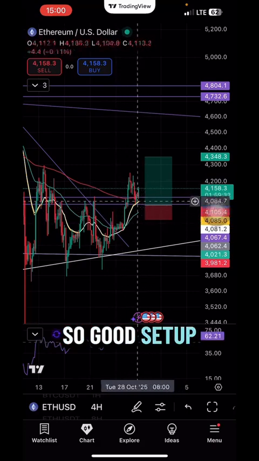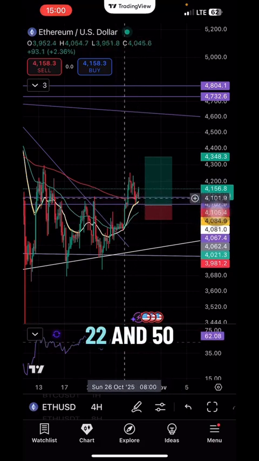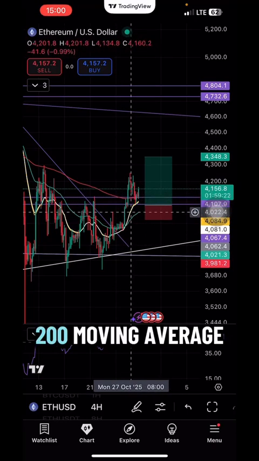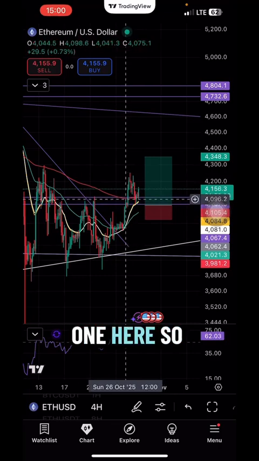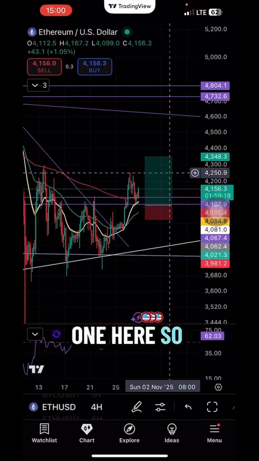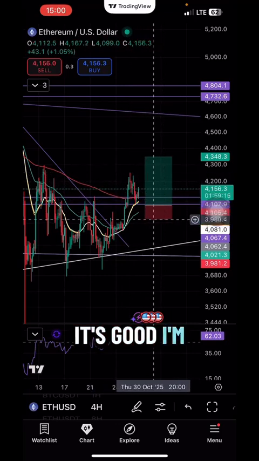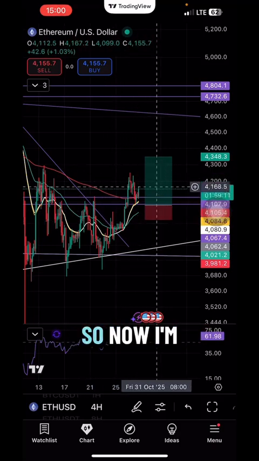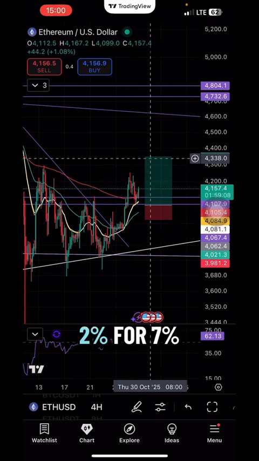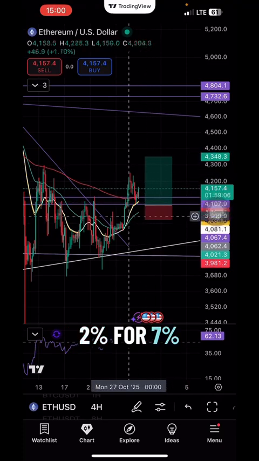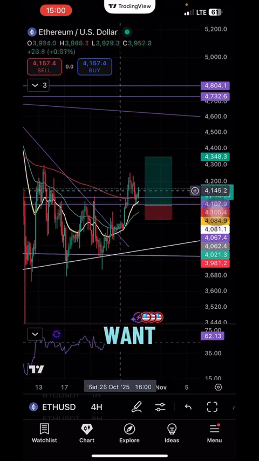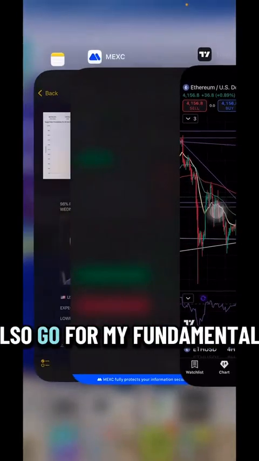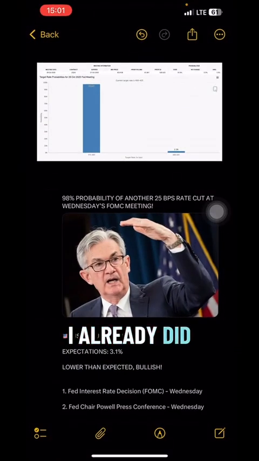So it's a good setup. We're also trading above the 21, 22, and 50 moving averages, and we are already trading above the 200 moving average as well, which is this red one here. So it's good. I'm not saying it can't come down, but this is a good setup to trade. So now I'm going to risk 2% for 7%, depending on the leverage I want. After I check this, I don't just take the trade, I also go to my fundamentals. I already did everything here.